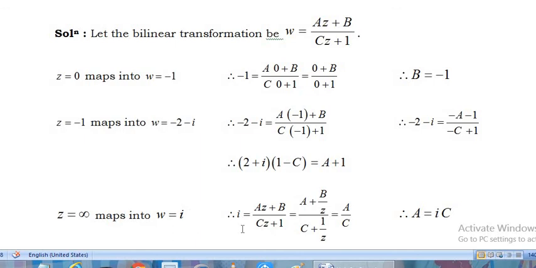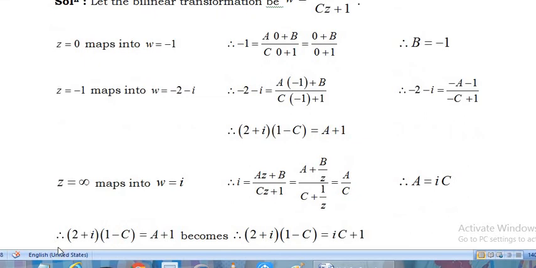Therefore, we will have to revise this equation, because if we straight away put Z equal to infinity, we will be getting infinity upon infinity form. So we modify this formula. We divide numerator and denominator by Z, and we are getting W equal to (AZ + B)/(CZ + 1), which can be written as (A + B/Z)/(C + 1/Z). We know B/Z is equal to 0, 1/Z is also 0, that is A upon C, and thus A equal to I times C.